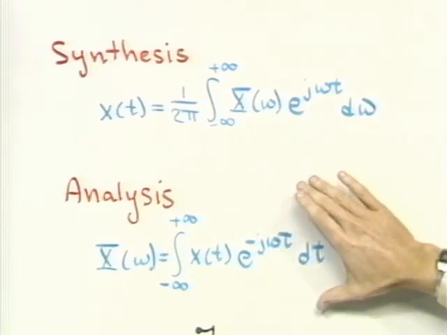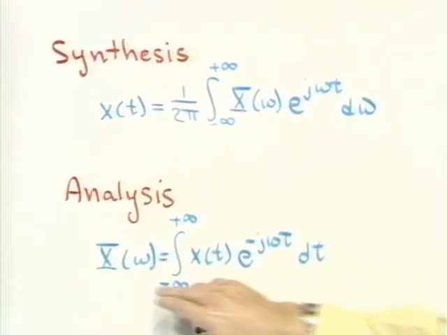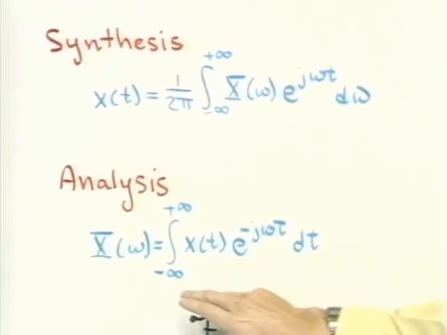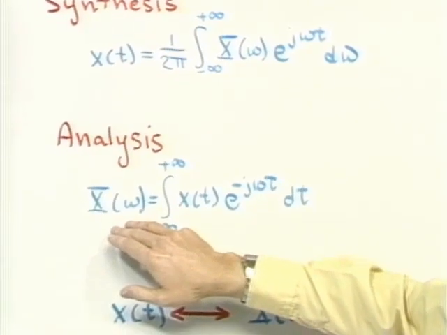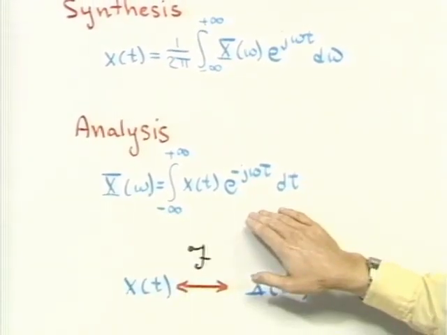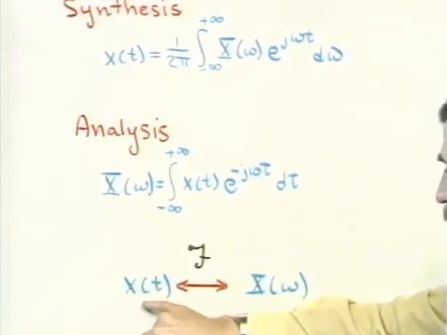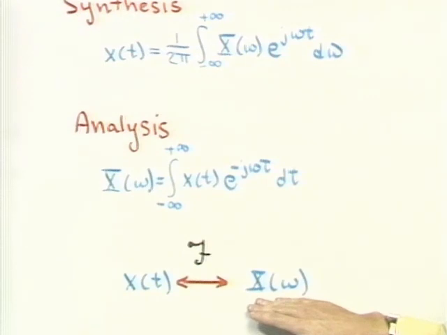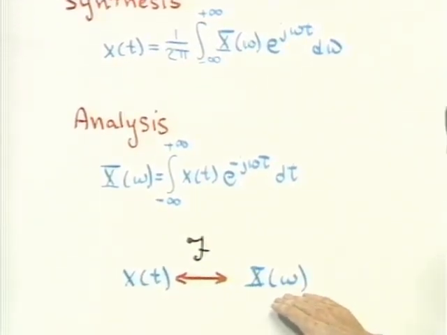The corresponding analysis equation, which we have here, the analysis equation being the expression for the envelope of the Fourier series coefficients for the periodically replicated signal. And in shorthand notation, we would think of x of t and its Fourier transform as a pair, as I've indicated here.